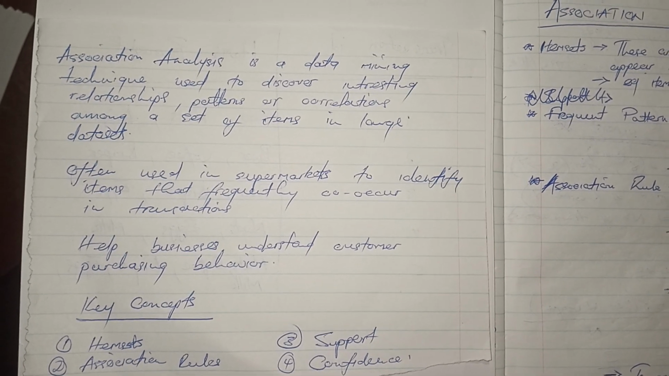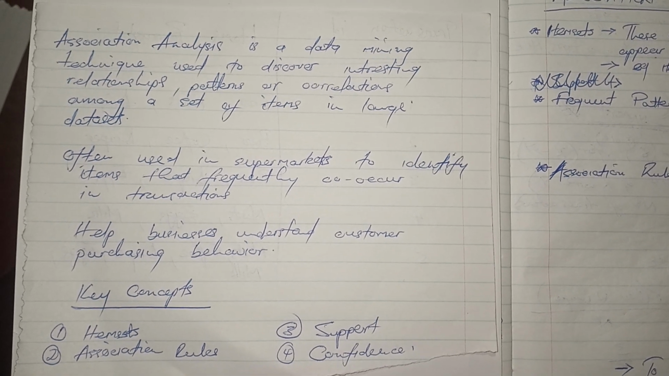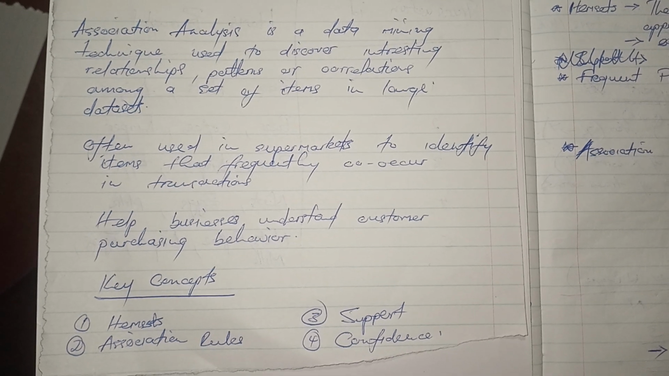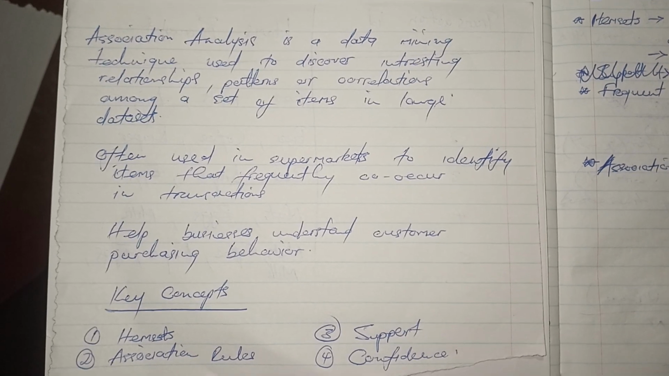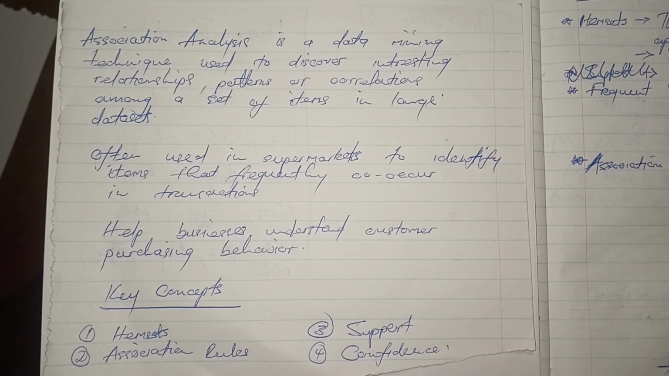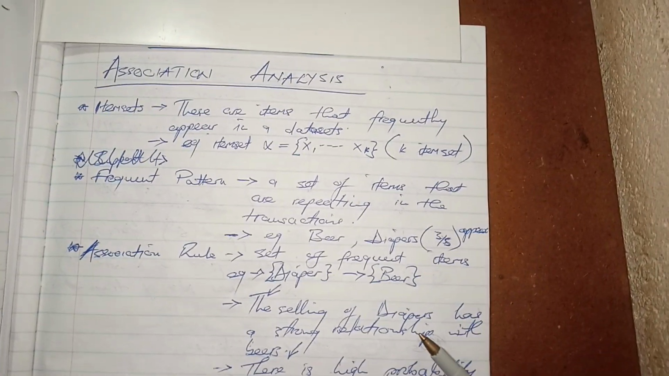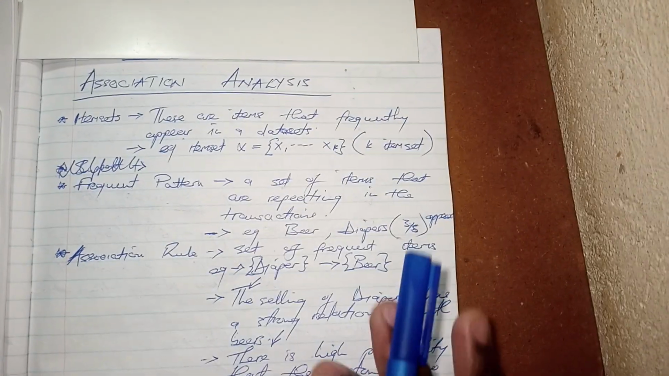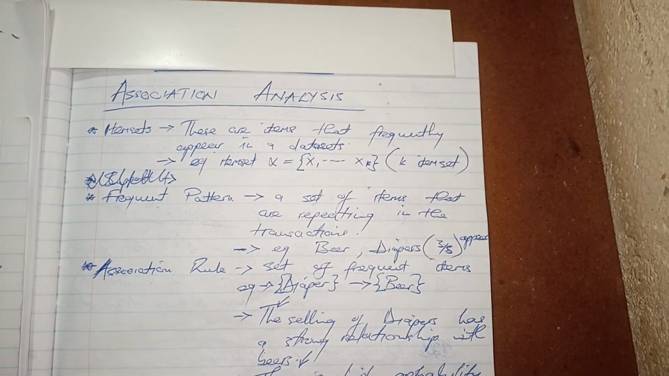To understand association analysis, we need to know its key concepts, which are item sets, association rules, support, and confidence. I will start with item sets. Item sets are items that frequently appear in the data sets. In other words, item sets are the contents of a data set.